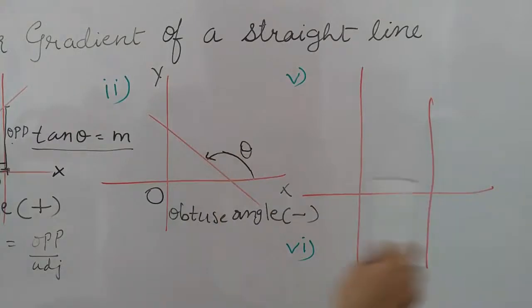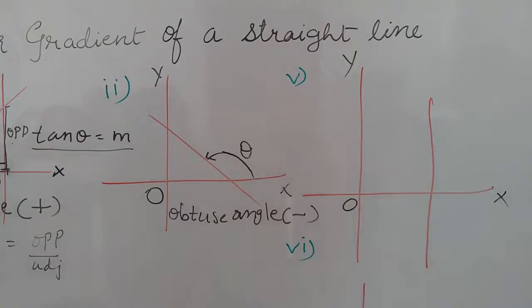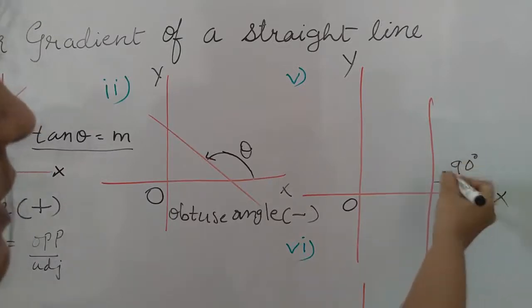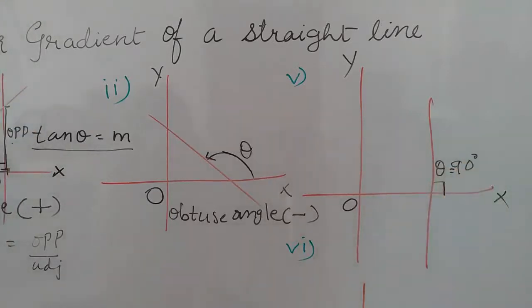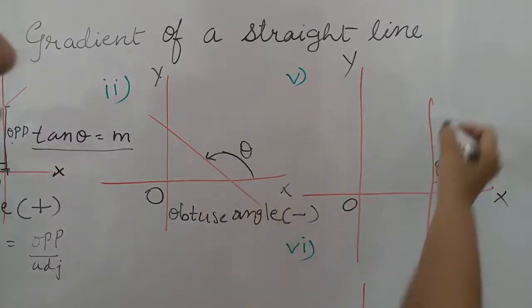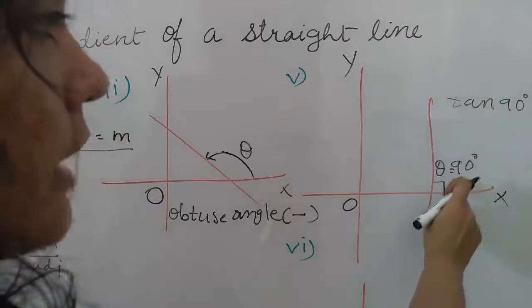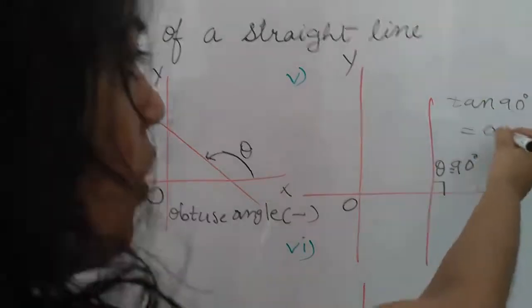In the fifth case I have drawn this x-axis, this y-axis, and this origin. This is the line I have drawn which is parallel to the y-axis. So here which angle does it form with the x-axis? It forms 90 degree with the x-axis. So theta is equal to 90 degree here. So what is the slope when the line is parallel to the y-axis? The slope is tan 90. Okay, tan theta, theta is 90. So tan 90, which is not defined.